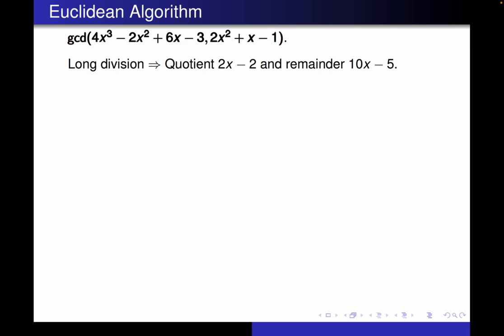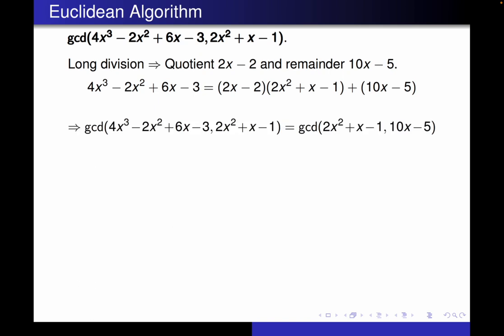But when you do it, you'll note that your quotient is 2x minus 2. Your remainder is 10x minus 5. And therefore, writing that as an equation, you get 4x^3 minus 2x^2 plus 6x minus 3 is equal to (2x minus 2) times (2x^2 plus x minus 1) plus 10x minus 5.